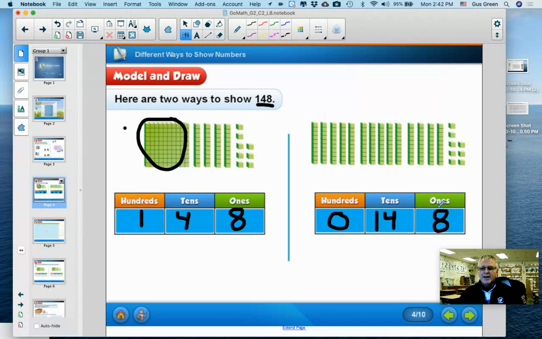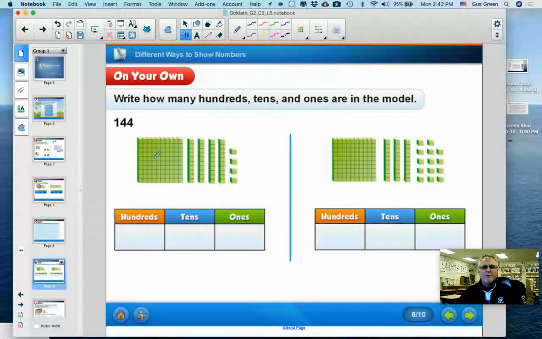Now let's double check that this grid has the same value as this grid. So let's count by tens, and then we'll skip down and count by ones. So 10, 20, 30, 40, 50, 60, 70, 80, 90, 100, 110, 120, 130, 140, 141, 142, 143, 144, 145, 146, 147, 148. So this still has the same value of 148, but one of the hundreds was put into the 10s. So there's 14 tens and 8 ones.